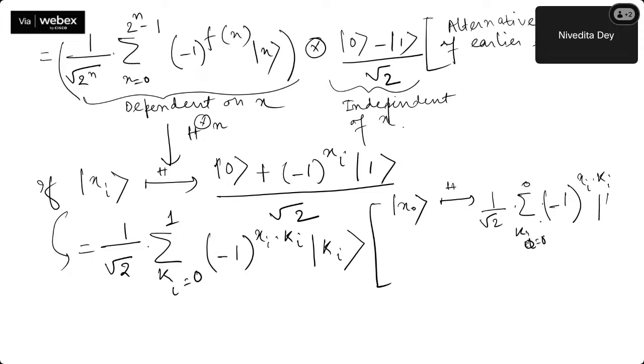Oh, the general expression is this thing. Sorry, it will be from 0 to 1 only. Yes, I have to write it. So it will be ki here. So in the next line, it will be 1 by root 2 times. Now, can I write it in this way?